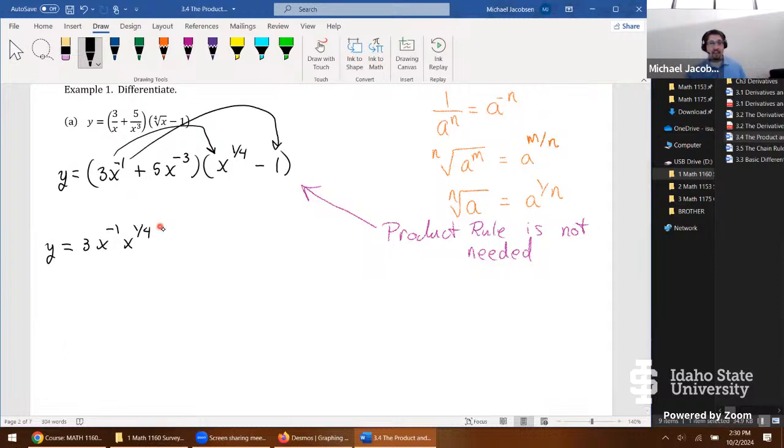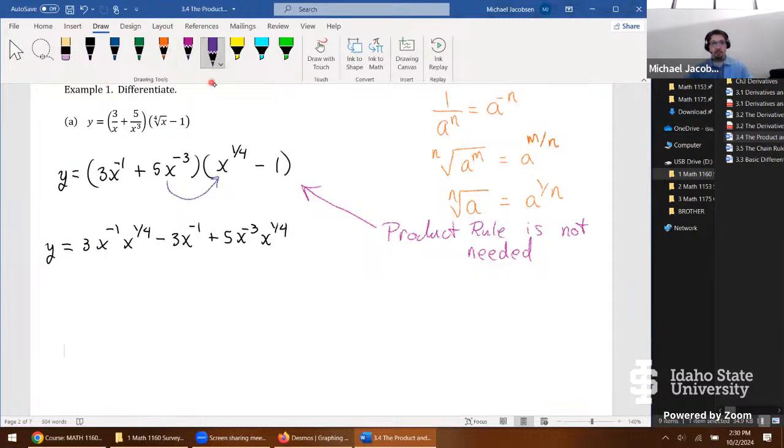Next, we multiply here to here. So that's negative 1 times 3x power negative 1, for altogether negative 3x power negative 1. That finishes those multiplications. So next, multiply here to here. That's going to be plus 5x power negative 3 times x power 1/4. And our final multiplication is minus 5 x to the power negative 3.